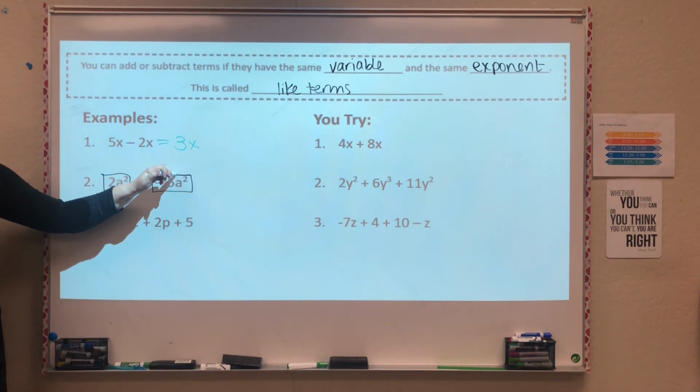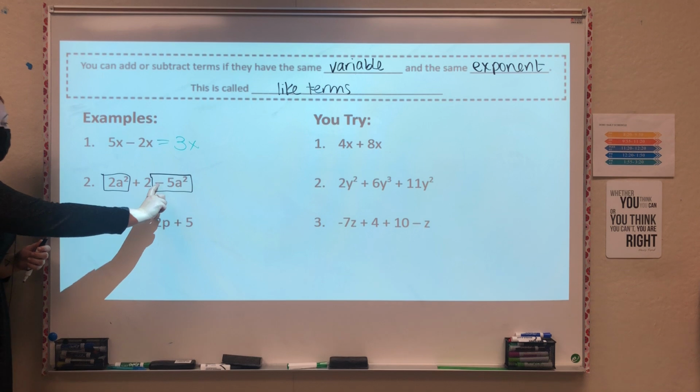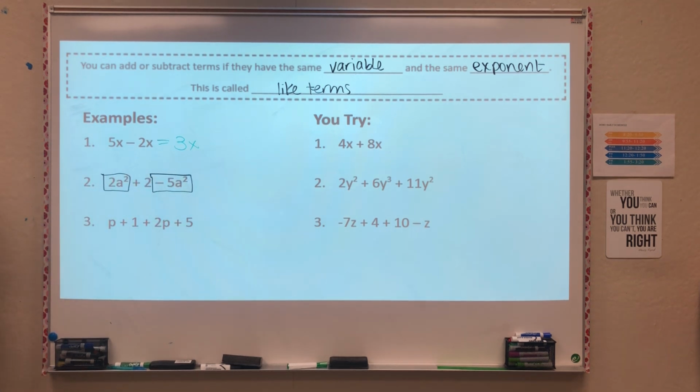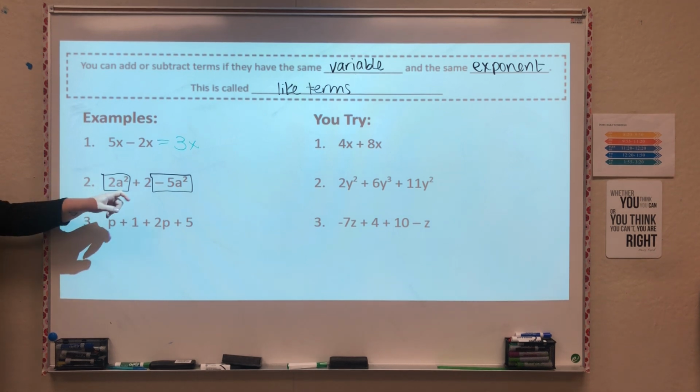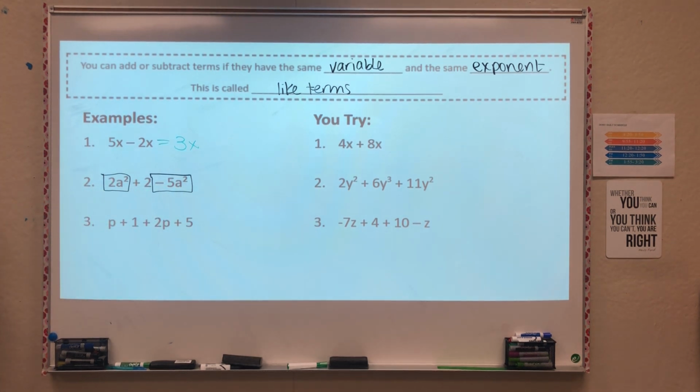So what a lot of people do is what I'm doing right here by putting boxes around stuff. And if you choose to do that, make sure you include the sign in that box. I'm doing that to help me see. You had told me earlier we want to do 2a squared minus 5a squared. What is 2a squared minus 5a squared?